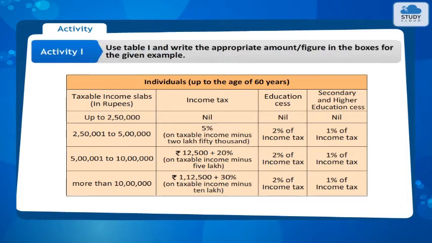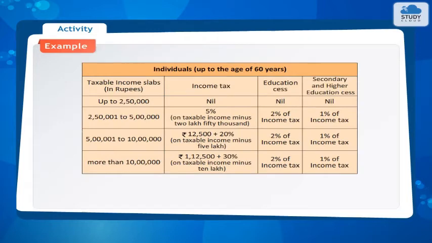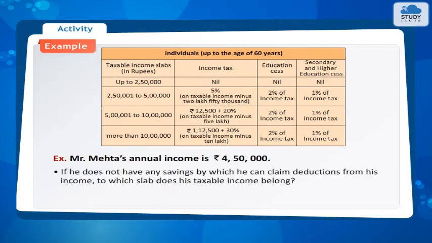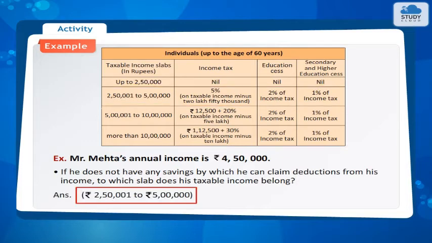Activity 1. Use Table 1 and write the appropriate amount or figure in the boxes for the given example. Example: Mr. Mehta's annual income is Rs 4,50,000. If he does not have any savings by which he can claim deductions from his income, to which slab does his taxable income belong? Answer: Rs 2,50,001 to Rs 5 lakh.